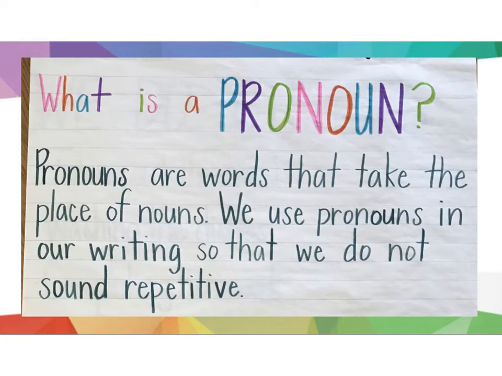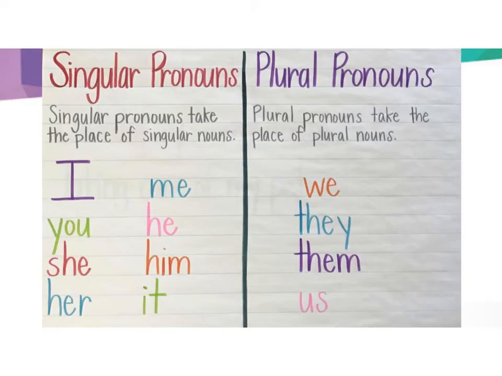Remember, a noun is a person, place, thing, animal. So pronouns are taking the place of a noun. For example, we use singular pronouns to take the place of singular nouns. Remember, that means it's describing just one. So some singular pronouns are I, me, you, he, she, him, her, and it.